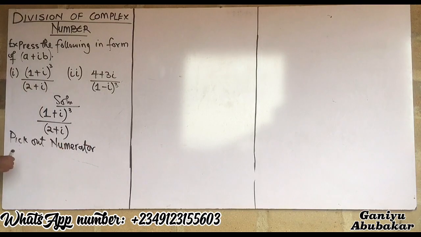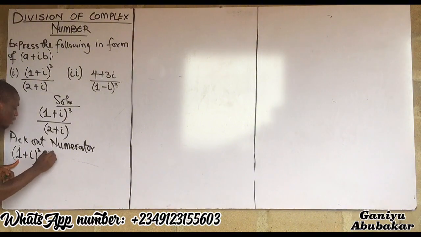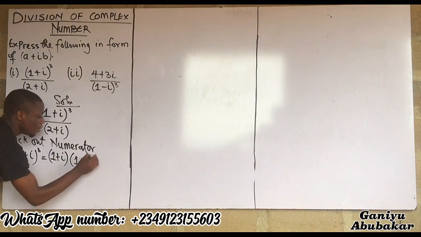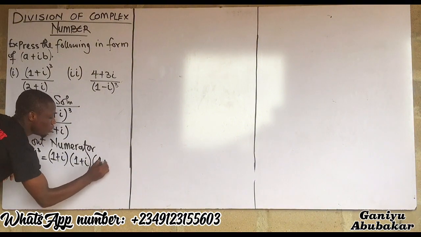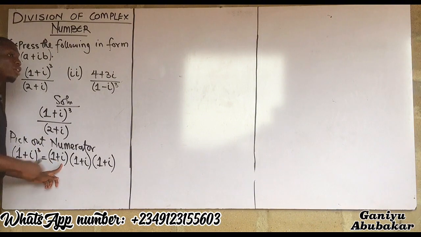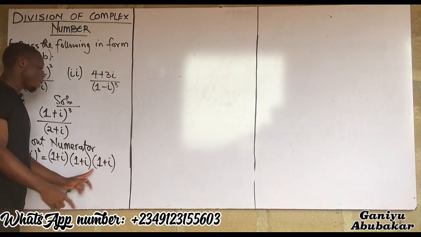So I'll pick out the numerator. My numerator here is what? My numerator is 1 plus i to power 3. I'll try to expand this one here. If I want to expand this, it means 1 plus i multiplying 1 plus i multiplying 1 plus i. This means 1 plus i cube means 1 plus i multiplying 1 plus i multiplying 1 plus i.